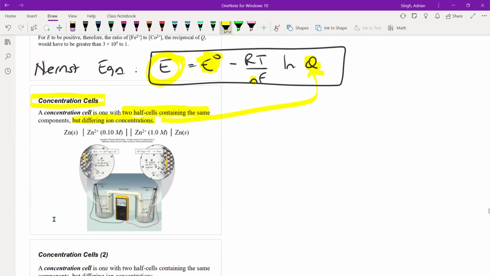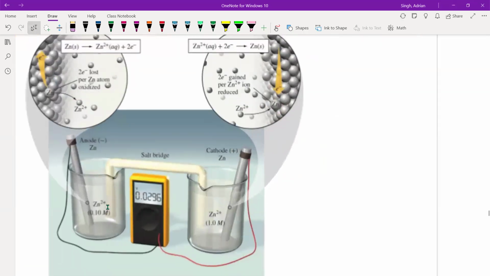So here we have two half cells. The one on the left here has a zinc electrode in a zinc 2 plus zinc sulfate solution. Here the concentration is 0.10 molar. On the other side, we have a 1 molar zinc ion solution. So we have the same type of electrode, it's zinc in both cases. The difference here, though, is the concentrations of the zinc ion.